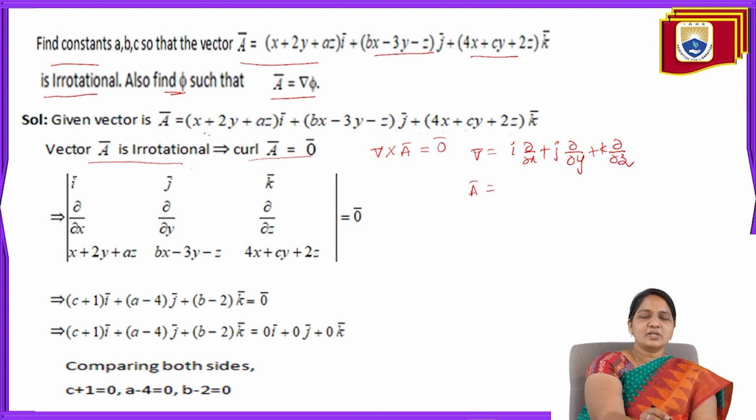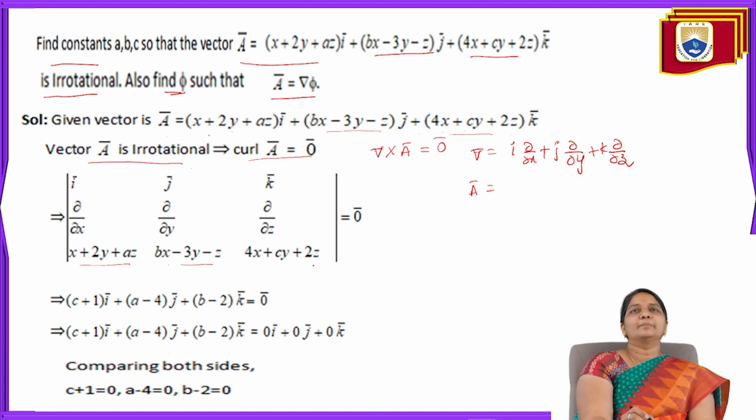A bar's i coefficient is x plus 2y plus az. Next, j coefficient is bx minus 3y minus z. K coefficient is 4x plus cy plus 2z.